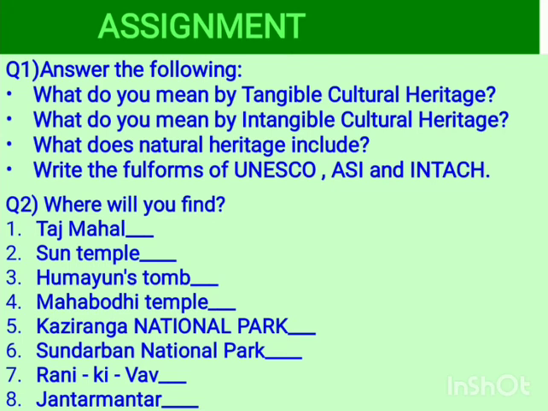Question number 2, where will you find these? First, Taj Mahal. Second, Sun Temple. Third, Humayun's tomb. Fourth, Mahabodhi Temple. Fifth, Kaziranga National Park. Sixth, Sundarban National Park. Seventh, Rani Ki Vav. And eighth, Jantar Mantar.